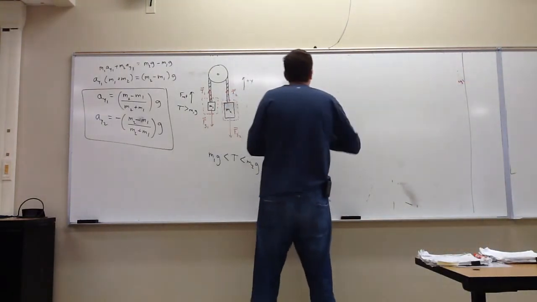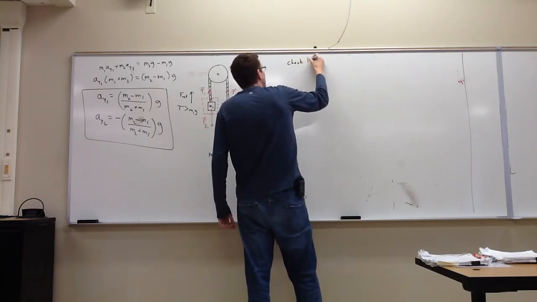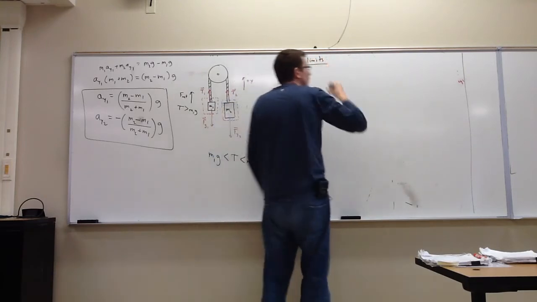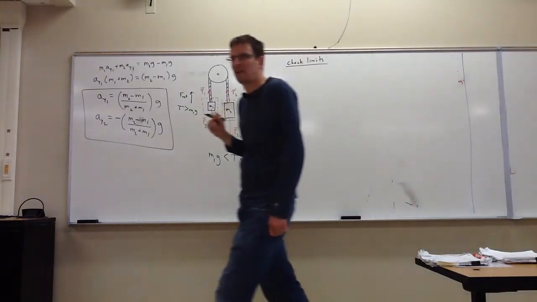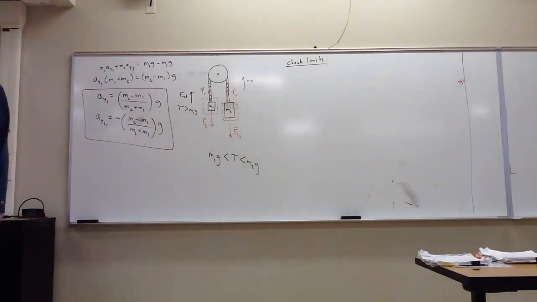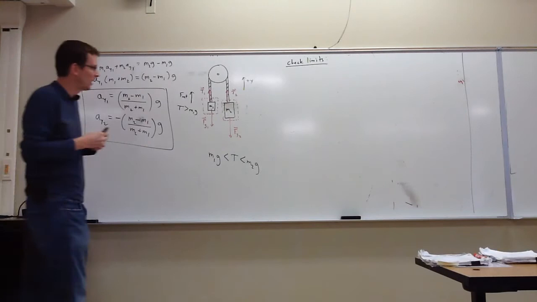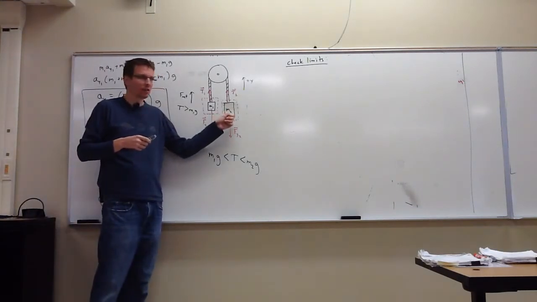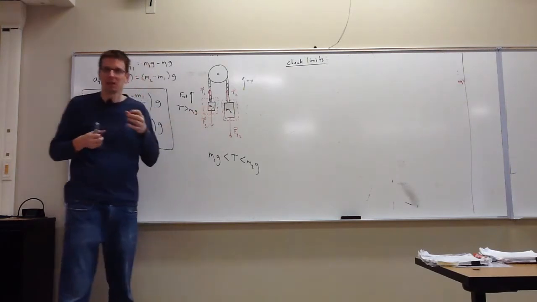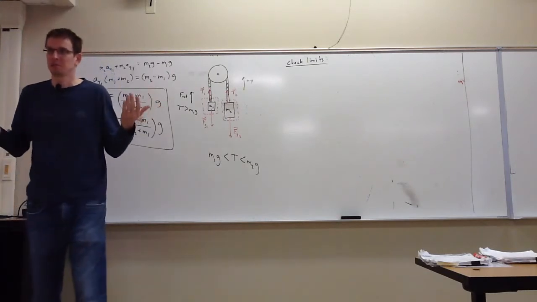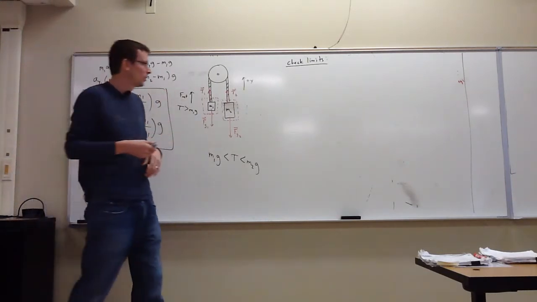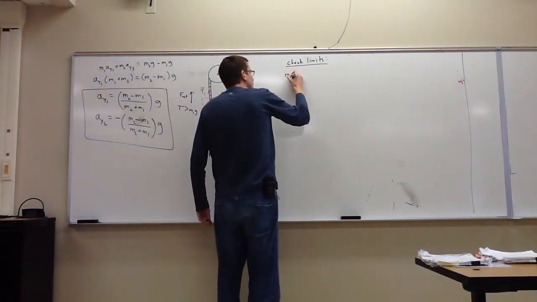So let's check limits. We're trying to be clever and think of cases where we kind of know what should happen. I left the diagram up on purpose so you can visually imagine this. Can anyone suggest a limit where we know what should happen? Yeah. If the masses are exactly the same, what should the acceleration be? 0. Let's check it. So our first limit is that the masses are equal.